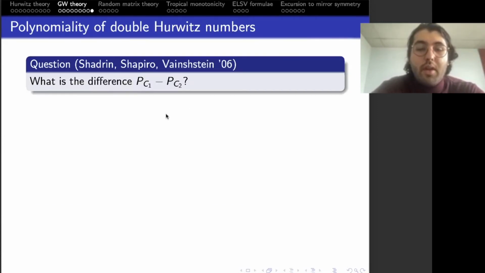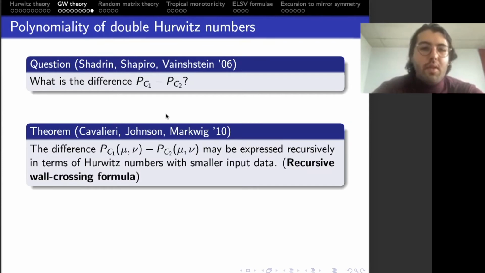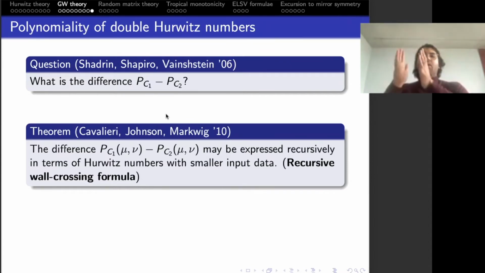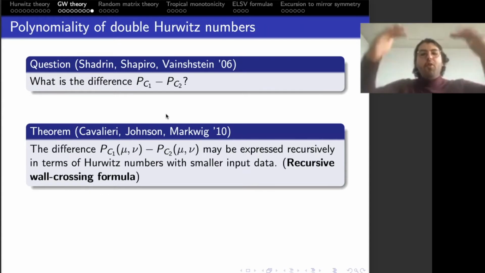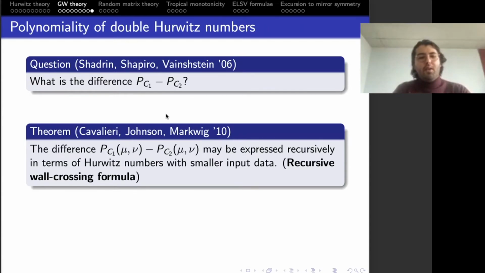So this is what Shadrin, Shapiro, and Vainshtein asked. And they sort of solved this in the case of genus 0, but the complete answer was given in 2010, where Cavalieri, Johnson, and Markwig proved that the difference of two polynomials PC1 minus PC2 may be expressed recursively in terms of Hurwitz numbers with smaller input data. So when I cross this wall from one cell to another cell, the difference of the polynomials computing double Hurwitz numbers can be computed in terms of Hurwitz numbers with smaller input data. So with smaller r and with partitions mu and nu of smaller length. So this is what Cavalieri, Johnson, and Markwig proved.